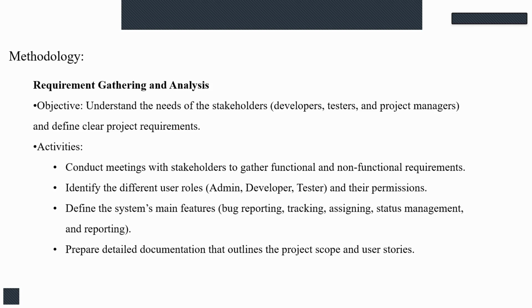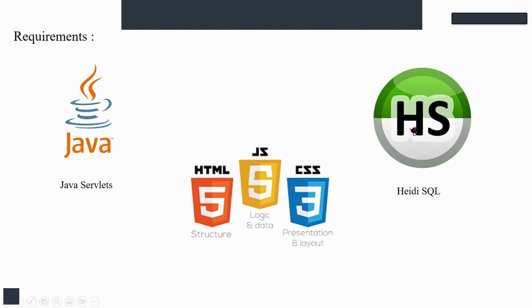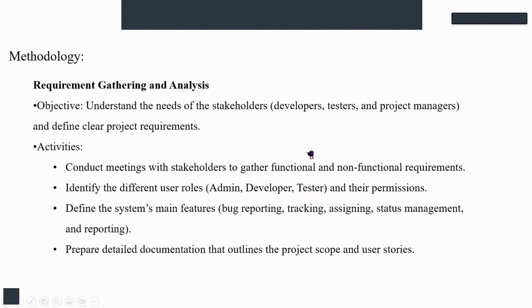Requirement gathering and analysis. The main objective of the project is to understand the needs of the stakeholders and the structures, like developers, testers, and project managers, to define clear project requirements. Let's discuss what activities are involved in this methodology. First, we must conduct meetings with the stakeholders to know both the functional and non-functional requirements. And identify the different user roles like admin, developer, and testers, and what permissions they must need, and what permissions they do not need.